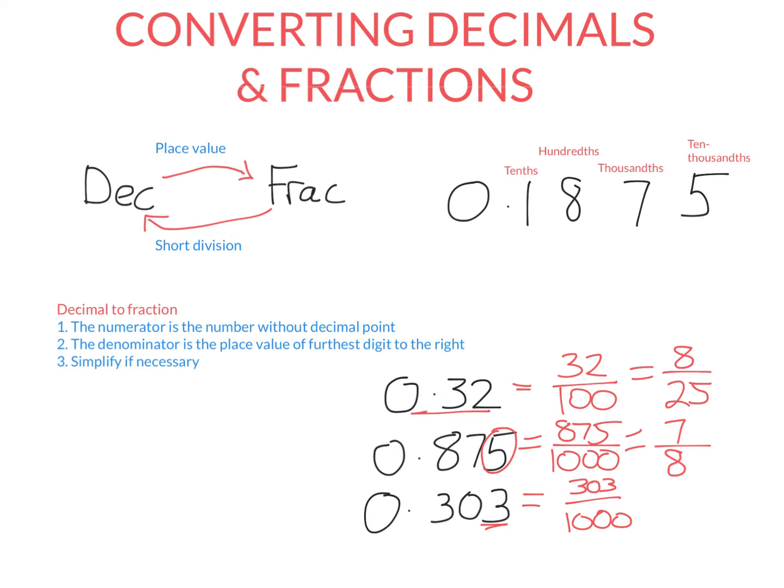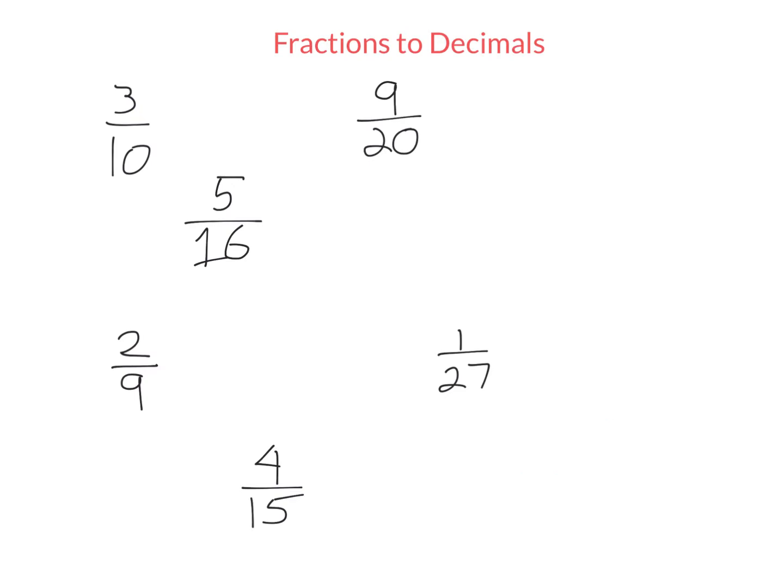All right, let's now look at going the other way, from a fraction to a decimal. So for 3 over 10, if I want to convert that to a decimal, that's really simple because the denominator is a power of 10. This is just saying 3 tenths, so I'm just going to put a 3 in the tenths column. For 9 over 20, I can easily find an equivalent fraction whose denominator is a power of 10. If I times top and bottom by 5, I have 45 over 100, 45 hundredths, and that's just 0.45. So sometimes it's just really easy to go from fractions to decimals.